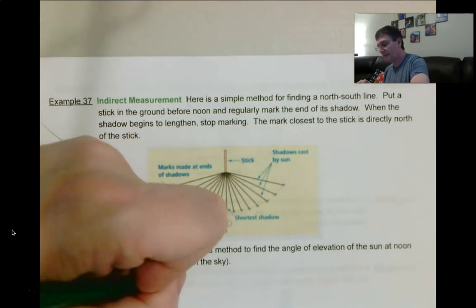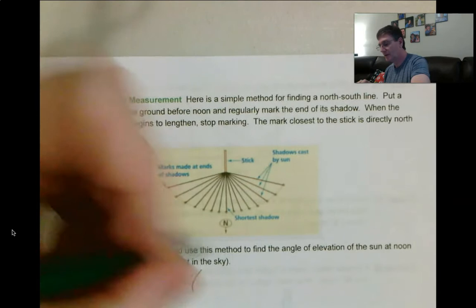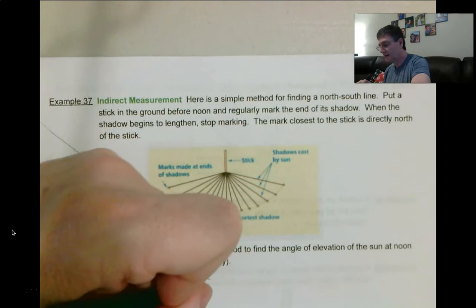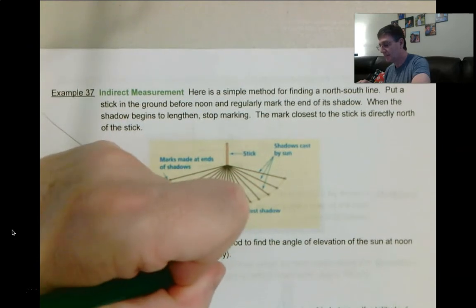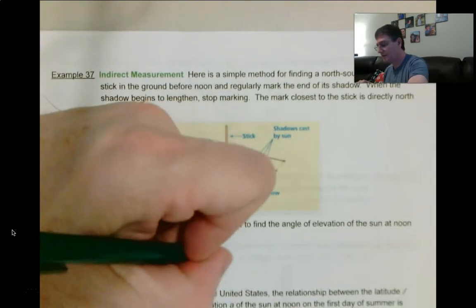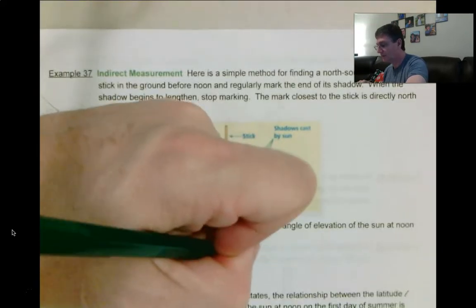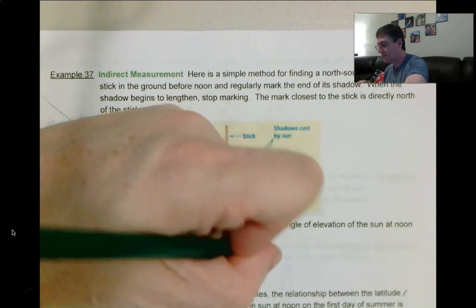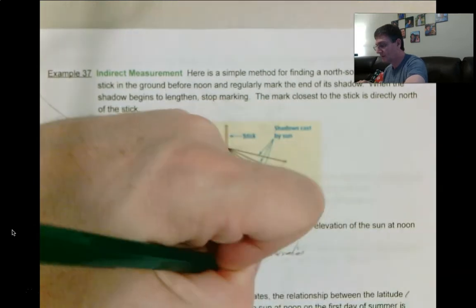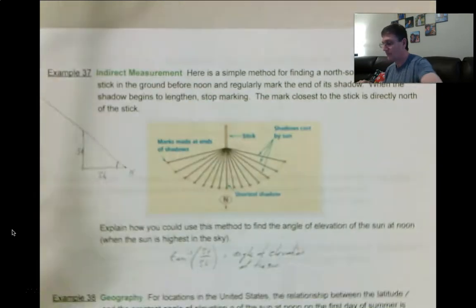So we'll call this tan inverse of the height of the stick, the length of the stick, divided by the length of the shadow. And that's going to get us the angle of elevation equals the sun's angle of elevation at noon.